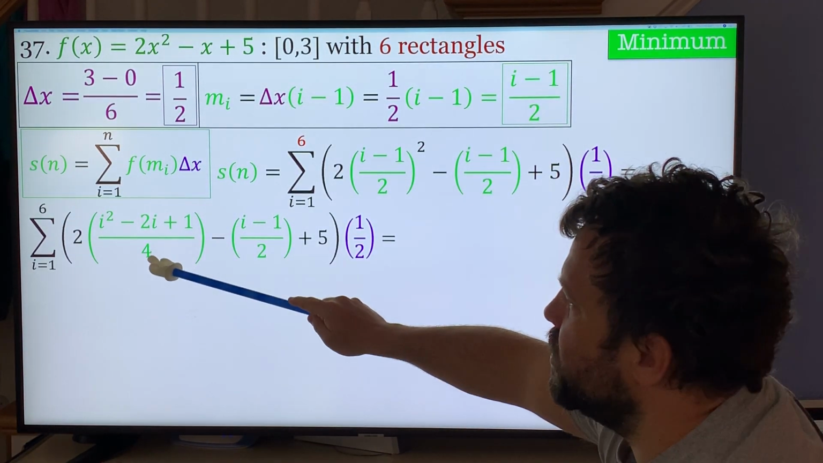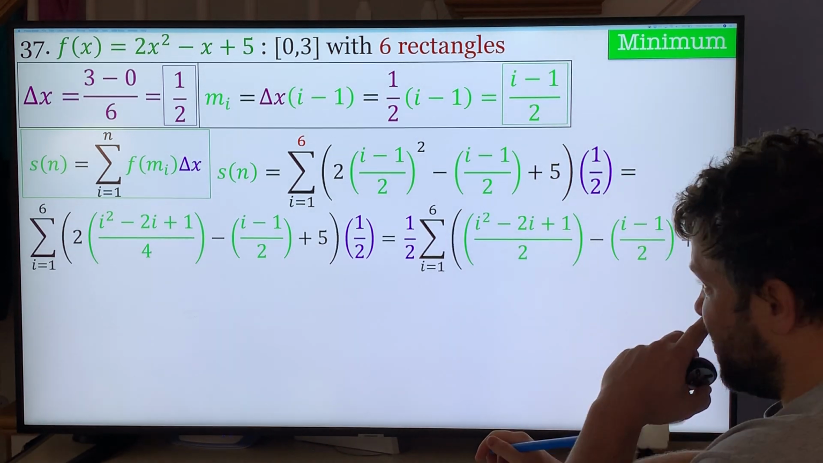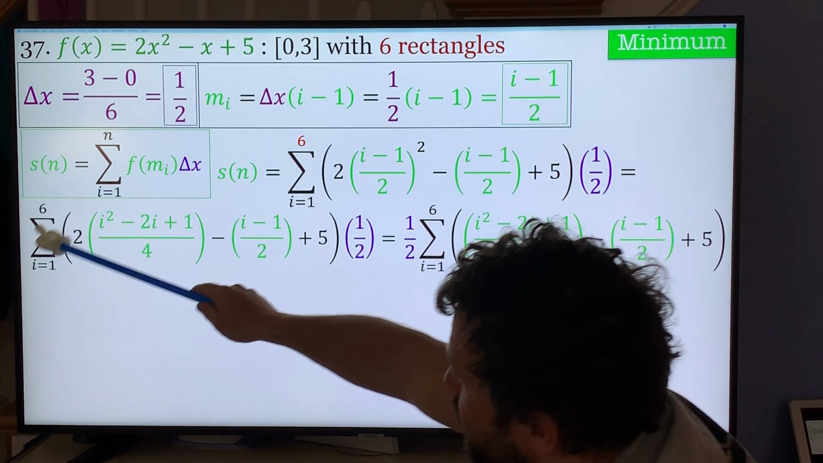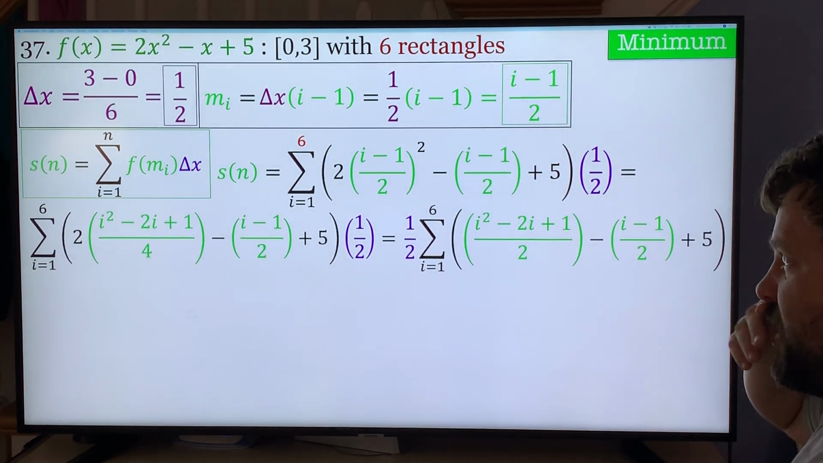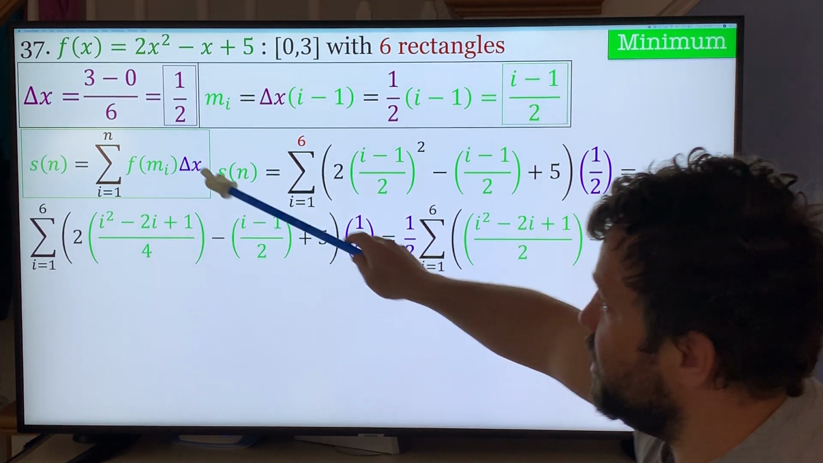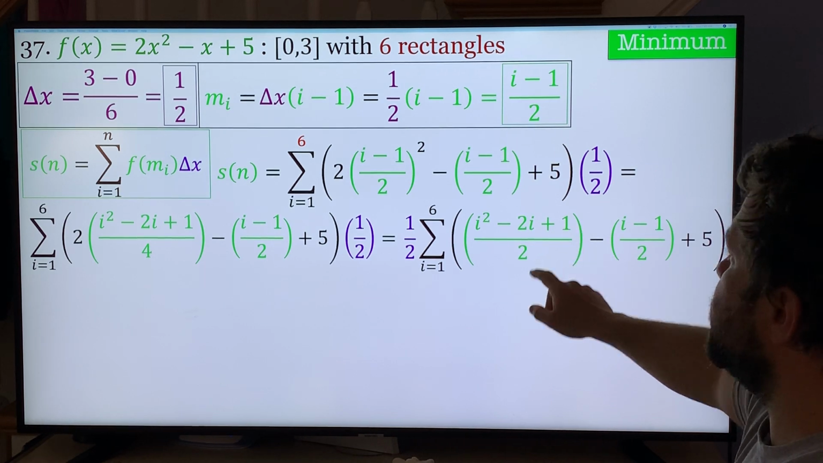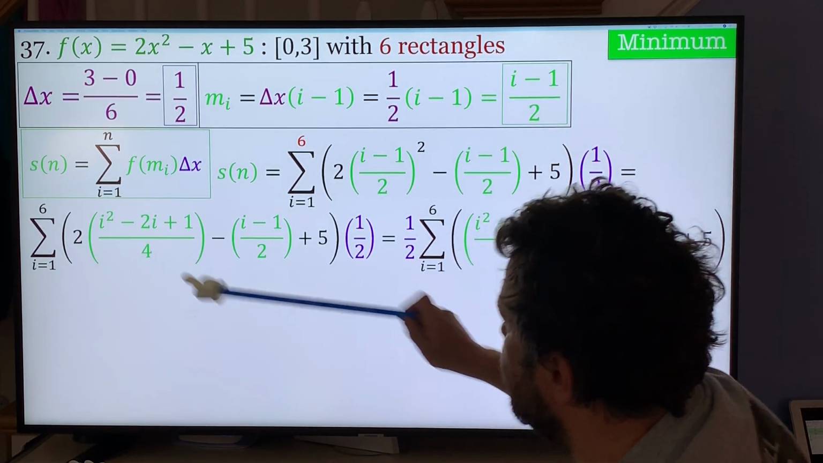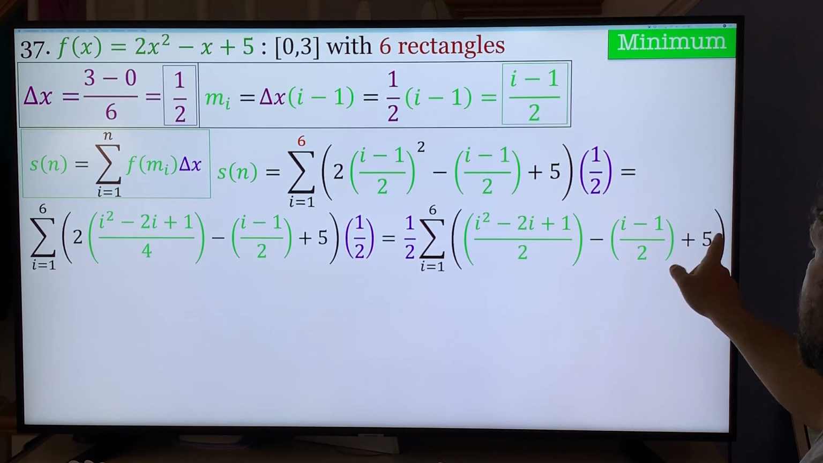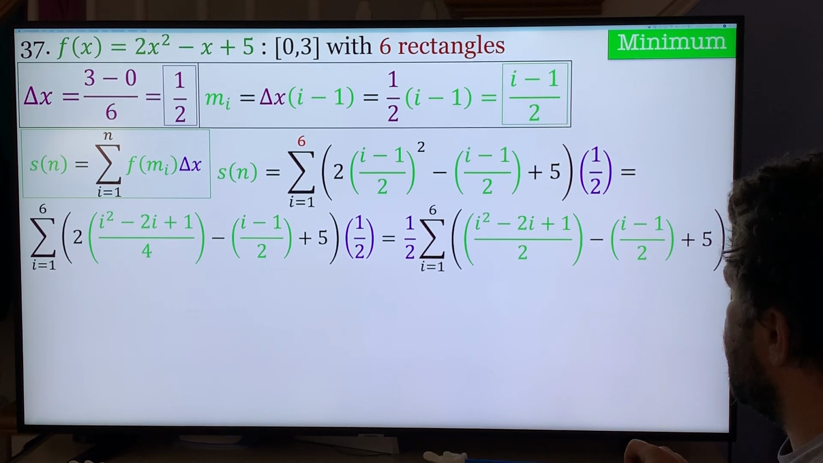2 divided by 4, so this bottom number here becomes a 2. I'm going to pull this 1/2 forward. You can always just pull your delta x forward right away. I don't even know why they put it in here. So it's 1/2 times (i squared minus 2i plus 1) over 2, because I did 2 divided by 4 to get the 2 down here. This stays the same.